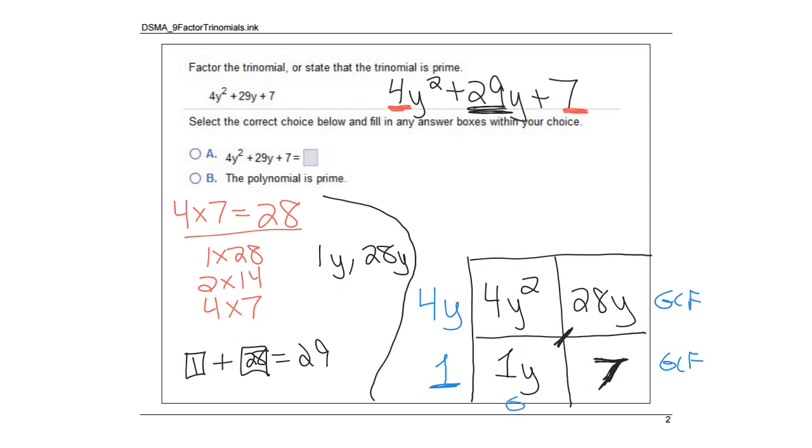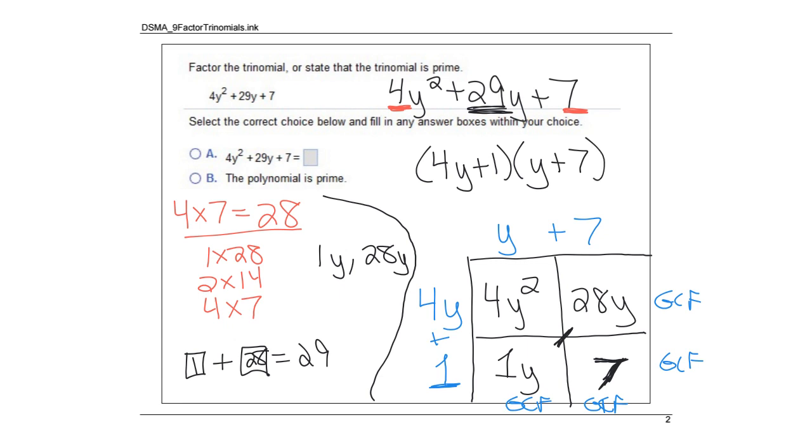Okay, now let's do each column. So we're going to do the greatest common factor for each column. We have 4y squared and 1y. Well, the 4 and the 1 just gets us 1, but we do have an extra y here. And then we have 28 and 7. So 28 and 7 have a 7 in common. We're going to put a plus with both of these. There's not an extra y. Okay, so we are done. We can pull these in either order. So I'm going to put 4y plus 1 and then y plus 7.